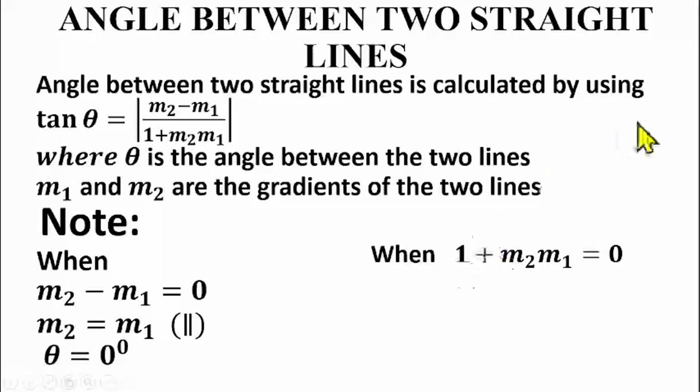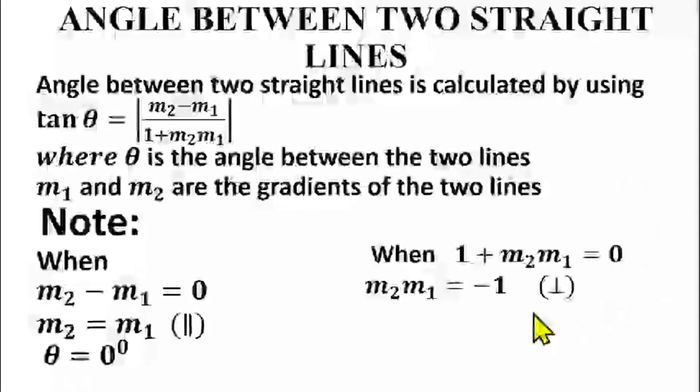So if I take this one to this side, what do we see? We'll be having m2 m1 equal to what? Minus 1, which is also a condition for perpendicularity of two lines, if you remember. And we know that if two straight lines are perpendicular, that means they will meet at angle 90 degrees, if you remember that very well under plane geometry. So two lines are perpendicular when they meet at angle 90 degrees.